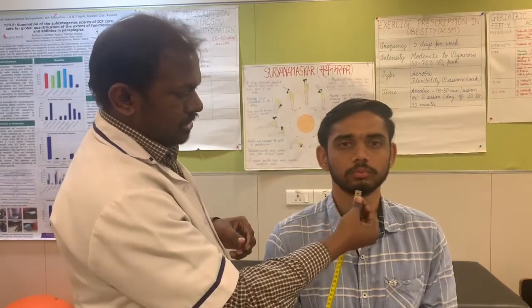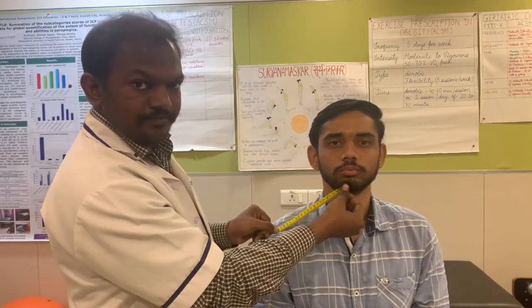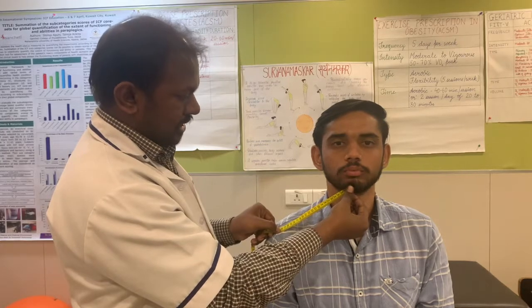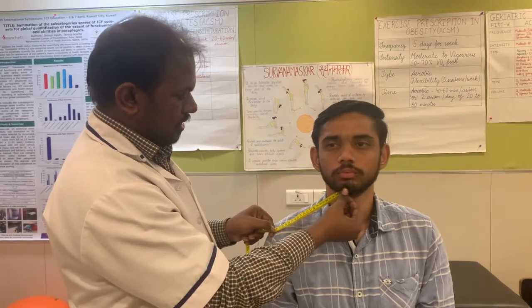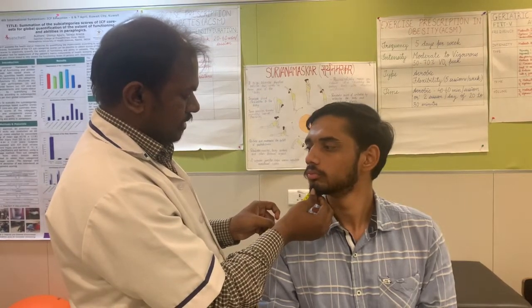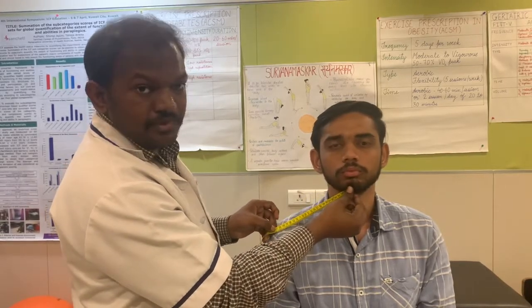Okay, for the tape method, again the reference point is the tip of the chin to the acromion process. Okay, so this is his initial range. Then I will ask him to rotate to one side. Take your neck to the one side. Okay, that's it. Now here we are getting around 10 centimeters of difference. So around 10 to 13 centimeters of difference is acceptable or normal for tape measurement for cervical rotations.